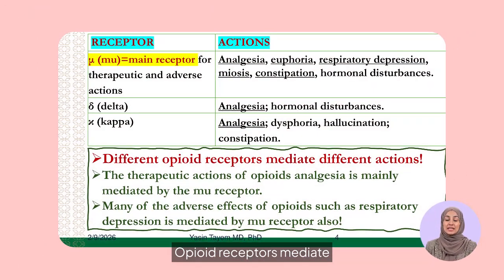Opioid receptors mediate various actions. The Mu receptor is key for analgesia and adverse effects like respiratory depression. Delta receptors influence hormonal disturbances, while kappa receptors are linked to dysphoria and hallucinations. Understanding these helps in managing therapeutic and adverse effects.